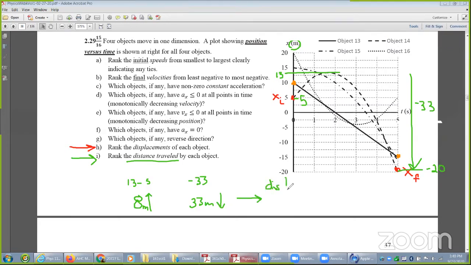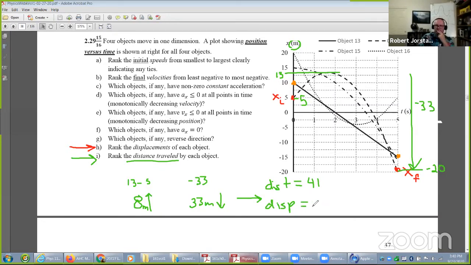Yeah, and what's the displacement? The displacement is only, so you start at 5 and you went down to negative 20. So negative 20 minus 5 is negative 25. So the displacement would equal negative 25. And once again, we see that if an object reverses direction, distance is not equal to displacement. And I'm going to underline T for distance and P for displacement. And that was great job.